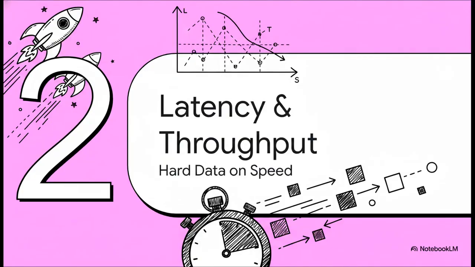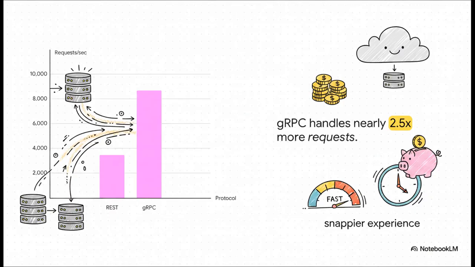Moving right along to Section 2, latency and throughput benchmarks. Hard data on speed. The raw performance numbers here are absolutely wild. In academic-grade tests that push systems to their absolute limits, a standard JSON and HTTP REST setup handled roughly 3,480 requests per second. But the gRPC setup, utilizing protobuf and HTTP/2, handled approximately 8,700 requests per second. That is nearly 2.5 times the throughput on the exact same hardware.